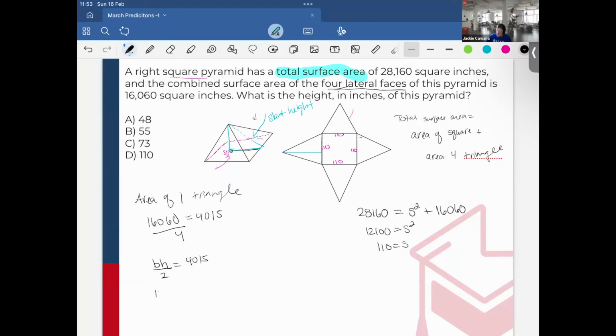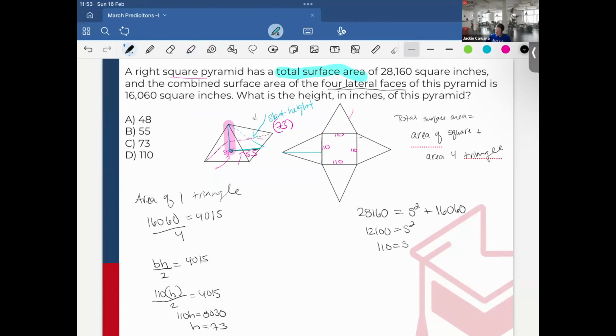The base, I know it's 110. The height is what I'm solving for. Divided by 2, equals 4,015. So 110h equals 8,030, so the height is 73. Perfect. So the slant height is 73. This would be 110 divided by 2, 55. And this is what I want to find, the height of the pyramid.